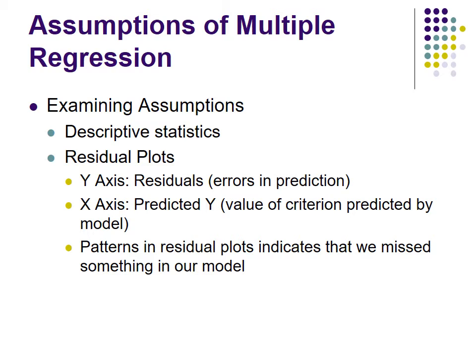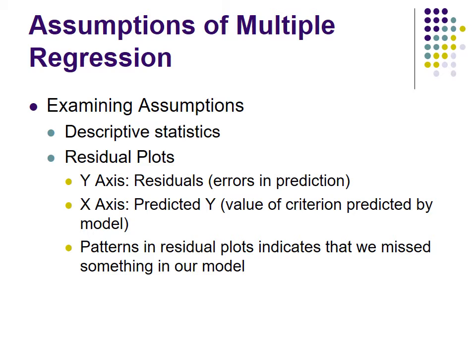The way we look to see if there's a problem in the multiple predictors on the outcome is the residual plots, and we can ask for these in SPSS. So we're looking at the y-axis, which is the residual. So we're not looking at the strength of the prediction, we're looking at the strength or the amount of error in the prediction, and this is being estimated by SPSS using basically the standard error of the estimate. And the x-axis is the predicted y, the value of the criterion predicted by the model.